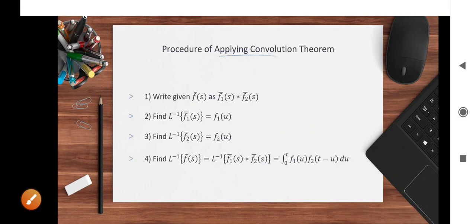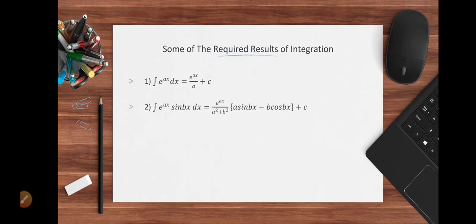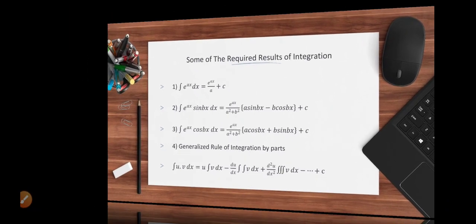And as this method involves integration, you require the frequently used integration results. Some of them are: integration of e raised to x with respect to x; second, integration of e raised to x into sin bx with respect to x; third, integration of e raised to x into cos bx with respect to x; and most important, the generalized rule of integration by parts. We have discussed all these results in the previous video. Now we will go directly to solve the examples.